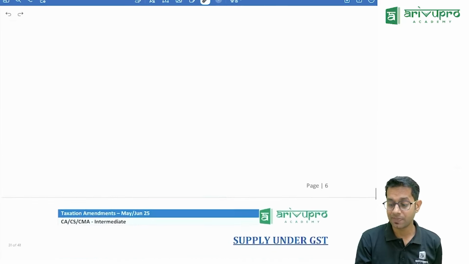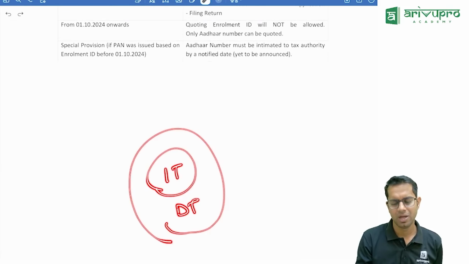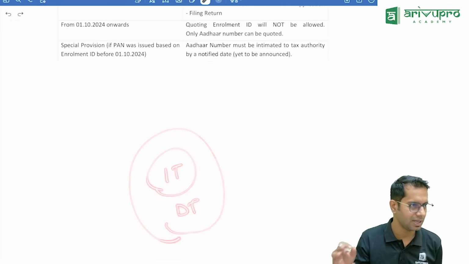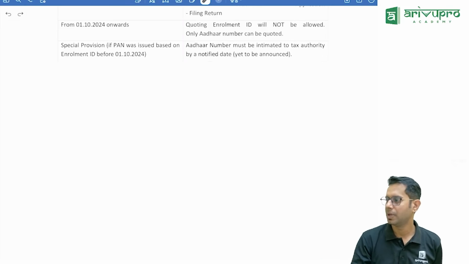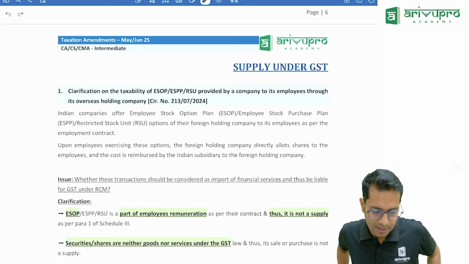These are the changes with respect to income tax or direct tax. I mean, not that changes are there, it is something which we have already covered, but one revision is done. Now we'll see what the amendments in indirect taxes are.